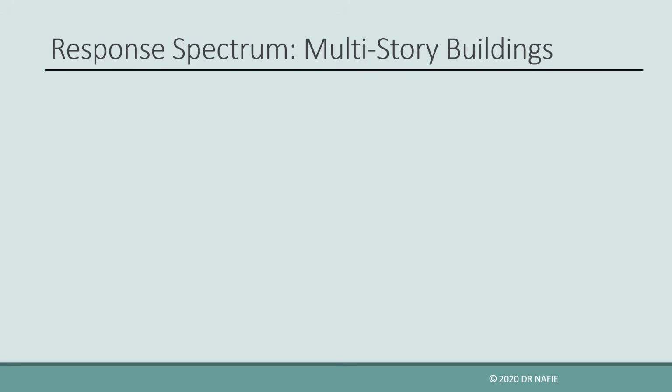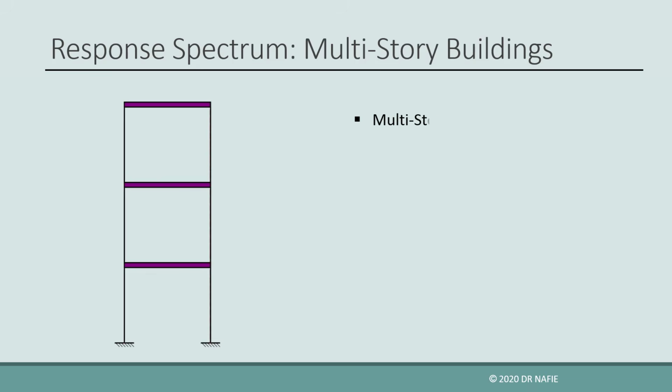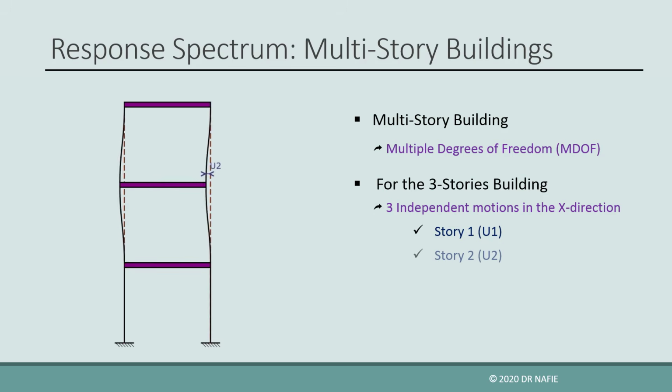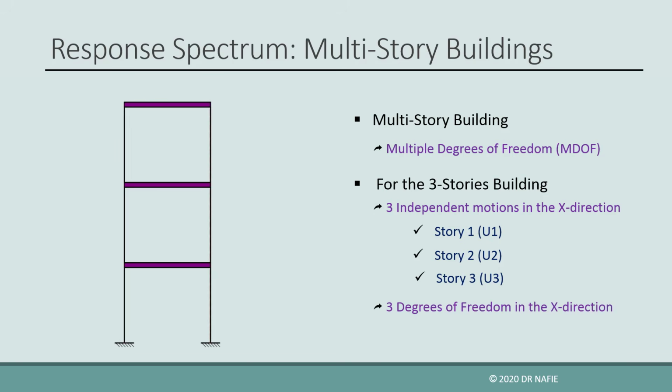A multi-story building is a multi-degrees of freedom system, which means that it can have more than one independent degree of freedom. For the shown 3 stories building, for example, there are 3 degrees of freedom in the x direction, because each story can move in the horizontal direction independent of the other stories. In other words, there is no constant relation between the horizontal displacements of the 3 stories.